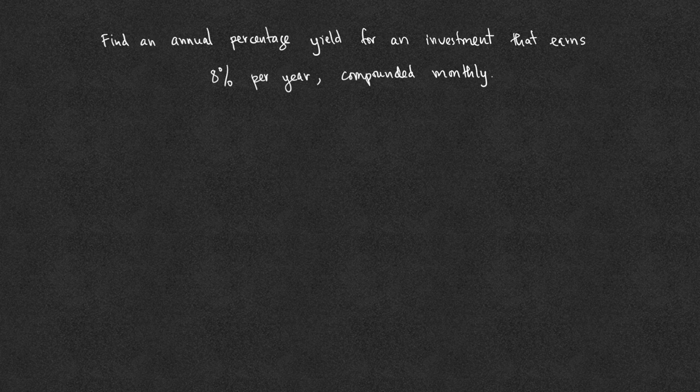This is a compound interest problem, so we will use the formula. The amount at any time t equals the principal times the quantity 1 plus r over n, raised to the power nt, where n times t has to be in the exponent. The annual percentage yield is the yield after 1 year, and so t equals 1.